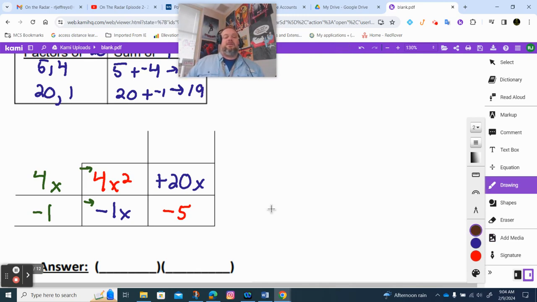What's the only thing I can take out of this column? X. Very good. Looking down this way, this is positive. What am I going to take out of this column? 5. And it's positive.